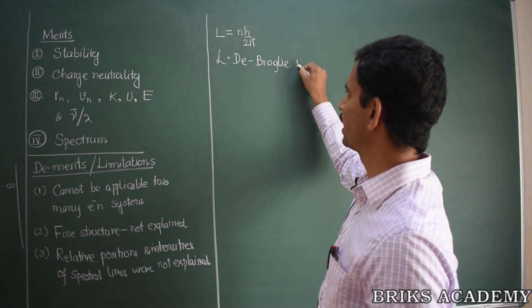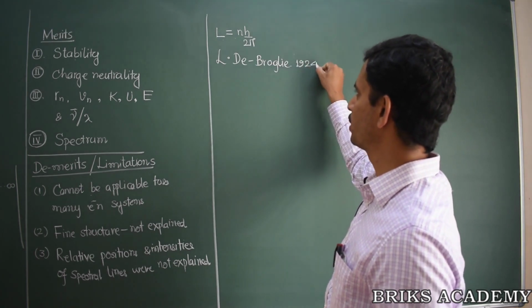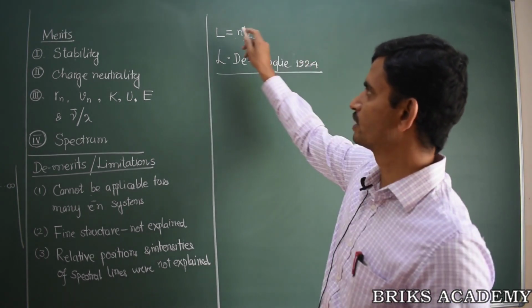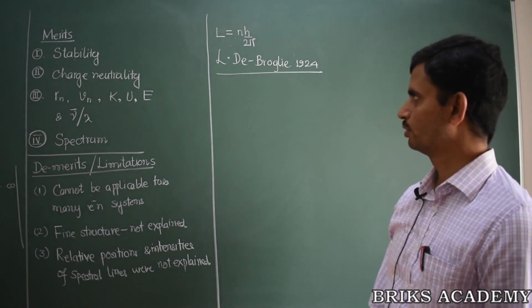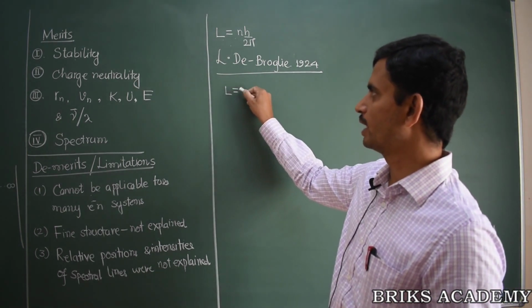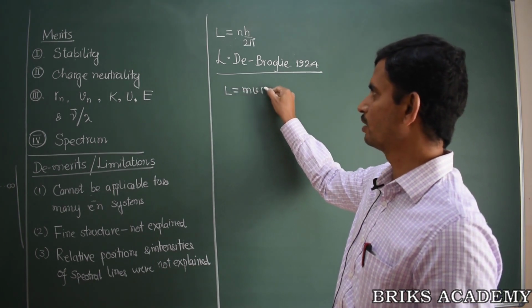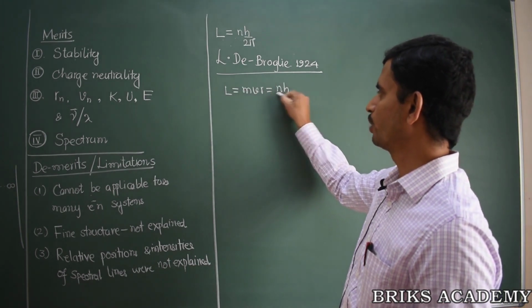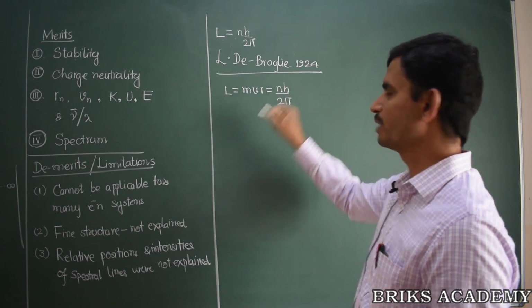This man, in the year 1924, explains the significance of the second postulate of Bohr. So how does he explain this? Now we know the angular momentum L = mvr = nh/2π. Why should it be like this?